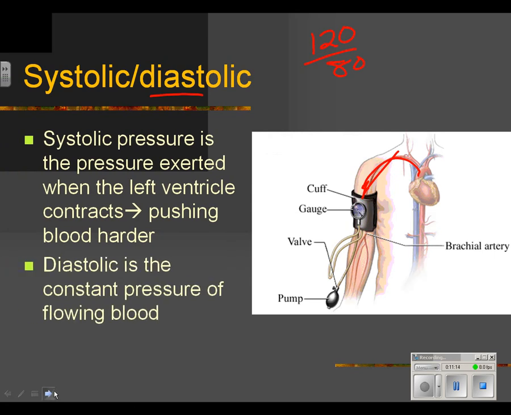Diastolic pressure, since blood is always constantly moving, the heart pushes it, but it kind of flows along anyway, is the constant pressure of flowing blood. In class, we're going to discuss how we measure systolic and diastolic pressure and do that. So there's some discussion of the anatomy of the circulatory system.